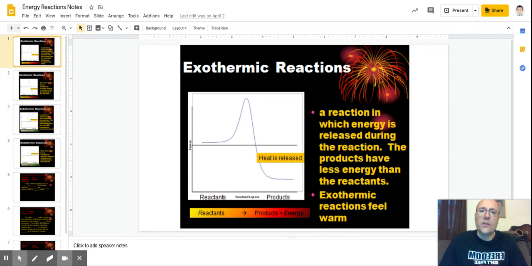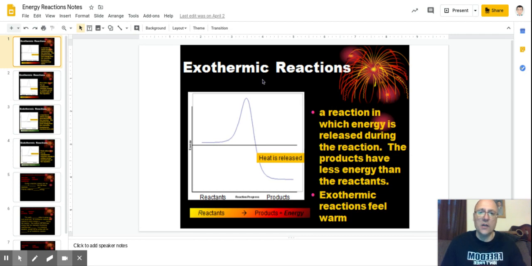Let's start with the root word here, which is therm. Right in the middle, you see THERM, that's therm. Therm refers to heat energy. And anytime you have the suffix ic, it means pertaining to. So pertaining to heat energy. Now we have two prefixes, one exo and one endo.